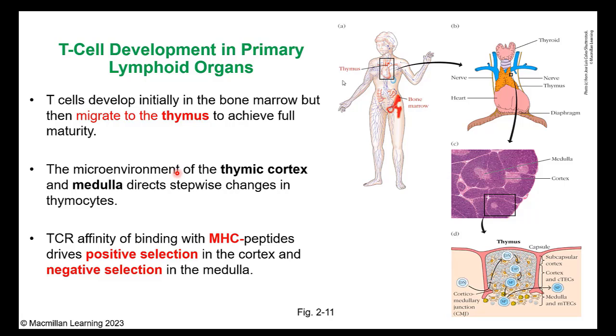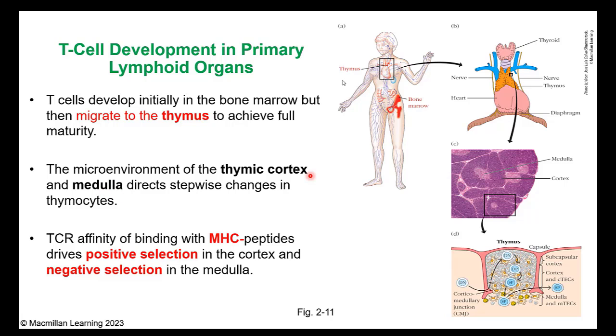Okay, so these cells migrate in the blood, they go to the thymus, and then in the thymus they are going to further differentiate. They're really going to be tested whether they can detect the self-proteins or not. Okay, so if they detect self-proteins, they're going to be killed. If they do not detect self-proteins, then they're going to be allowed to leave the thymus. Okay, so that is going to happen in the cortex and medulla of the thymus.